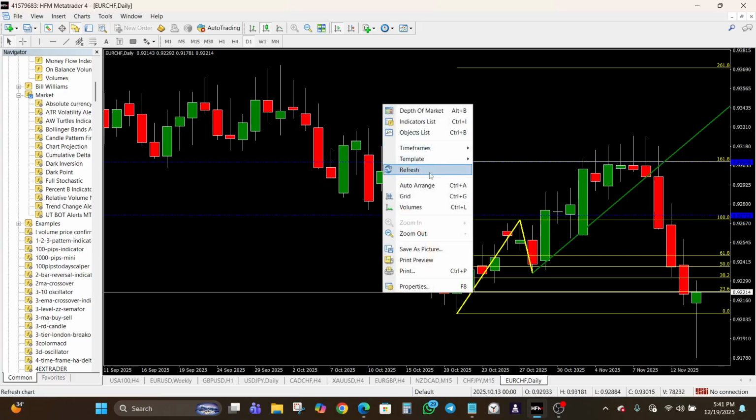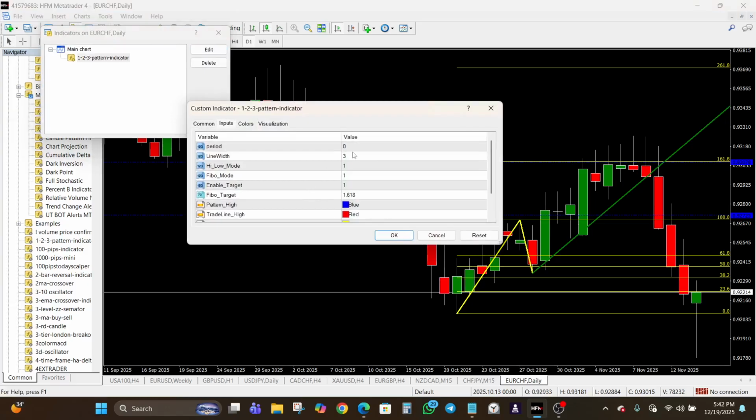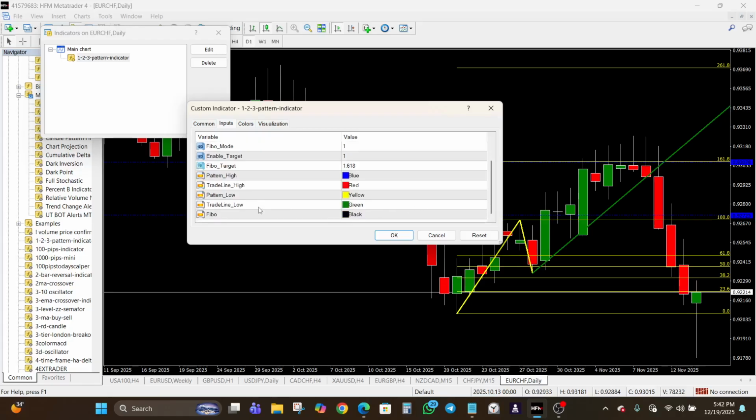Okay, so we're going to go straight to the indicator settings, where you can set the period that you want the indicator to function with, the line width, high-low mode, Fibo mode, enable target, Fibo target, the pattern high, the color for the pattern high, the color for the trade line high, pattern low, trade line low, and the Fibo. So you can modify the settings according to your taste.